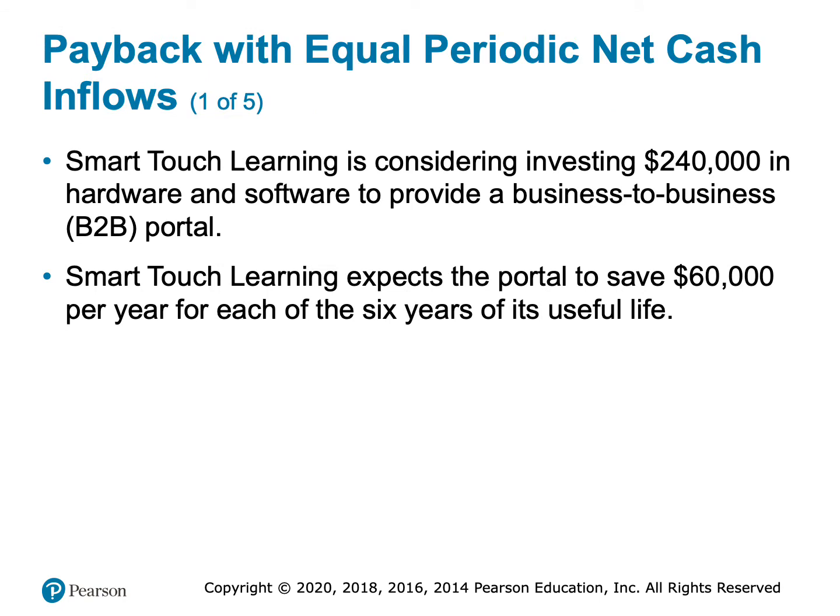So we've got two scenarios that we're going to be working through with all four of these methods that we're looking at. So remember, we're Smart Touch Learning, and we've got $240,000 to invest. We have decided that we're looking at two different scenarios. We can either invest it in a B2B portal, and if we invested in that portal, we think that portal is going to save us $60,000 a year for 6 years. So in total, it's going to save us $360,000. I just want to point that out. It's going to cost us $240,000 and over a 6-year period save us $360,000.